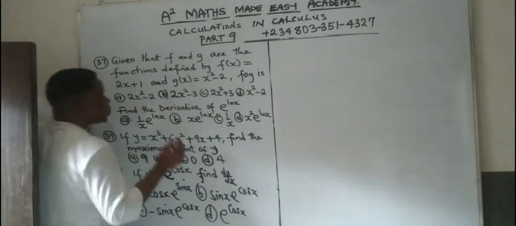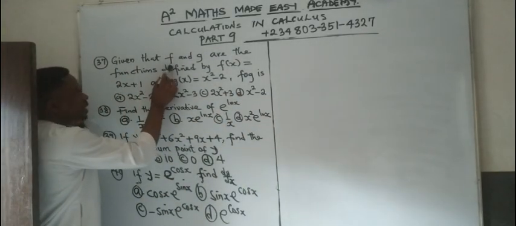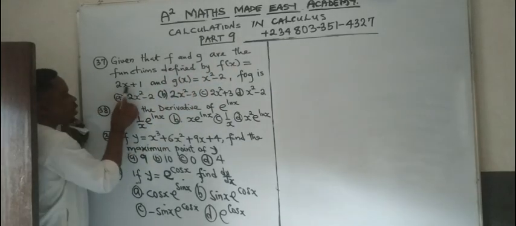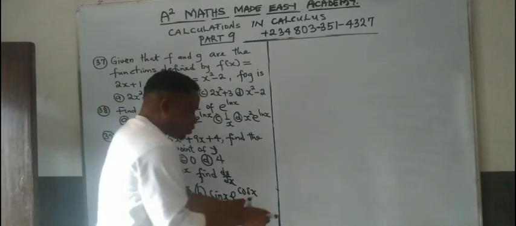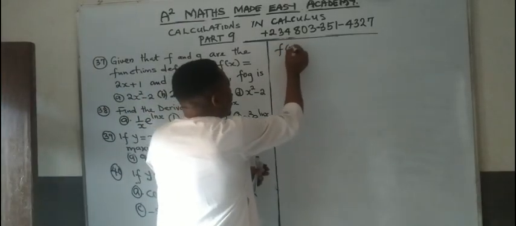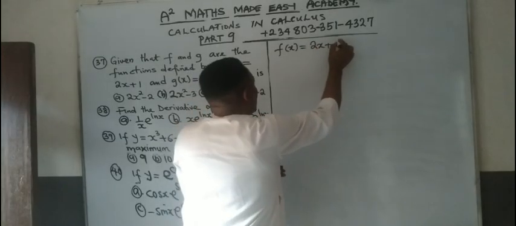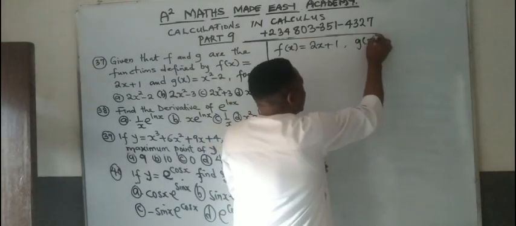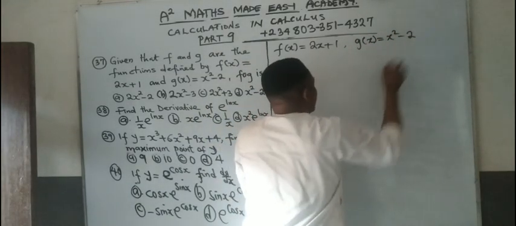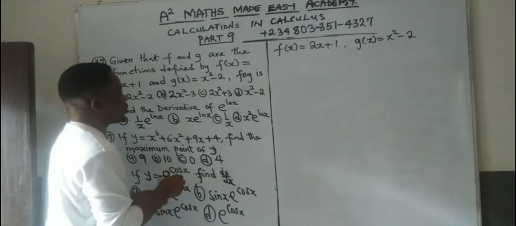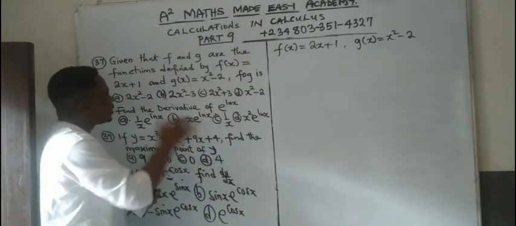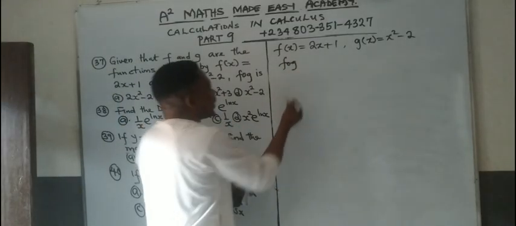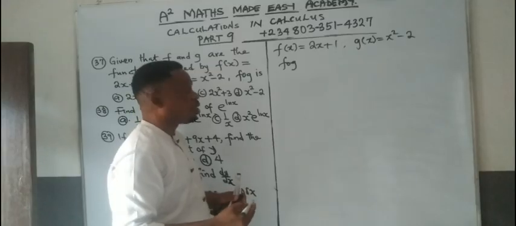Now let's go. Question number 37 says, given that f and g are the functions defined by f of x equals 2x plus 1, and g of x equals x squared minus 2. Are you with me? Now look up. What is actually the question? The question says f o g is, and look at the options. So what is the meaning of f o g? f o g is a composite function, or composition of functions.